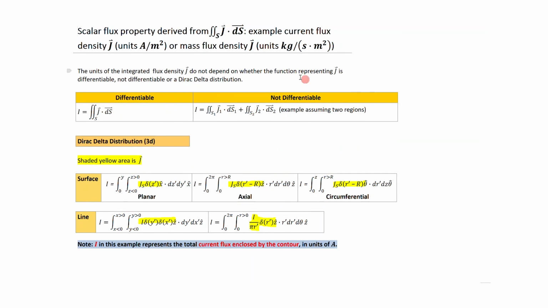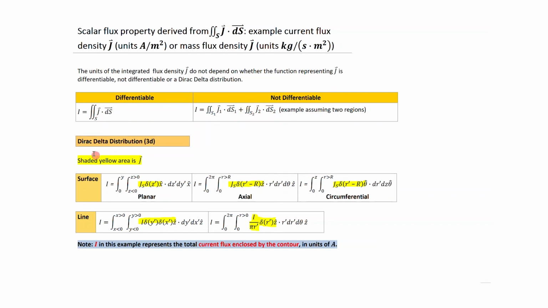All right, so let's look at some examples. The units of the integrated flux density do not depend on whether the function representing J is differentiable, not differentiable, or a Dirac delta distribution. So for example, if it's differentiable, you would just integrate over S. On the other hand, if there are two separate regions and each region is differentiable, then the total current enclosed would be the contribution from region 1 plus the contribution from region 2.